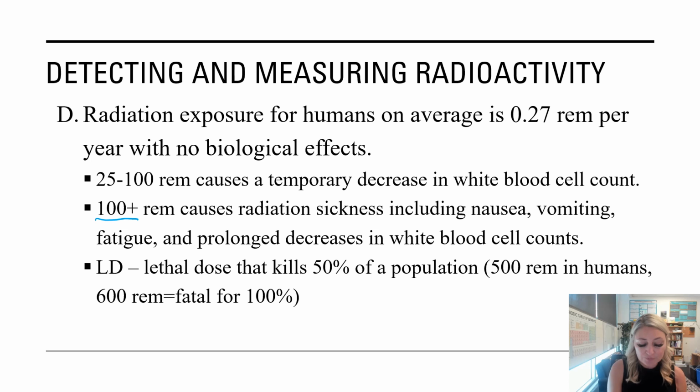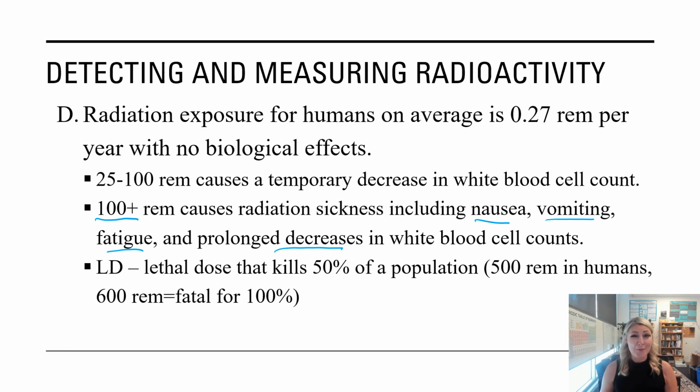At amounts greater than 100, you're going to see radiation sickness. You're going to have nausea, vomiting, fatigue, and any prolonged exposure will show prolonged decreases in white blood cell counts, instead of being a temporary decrease where it bounces back.